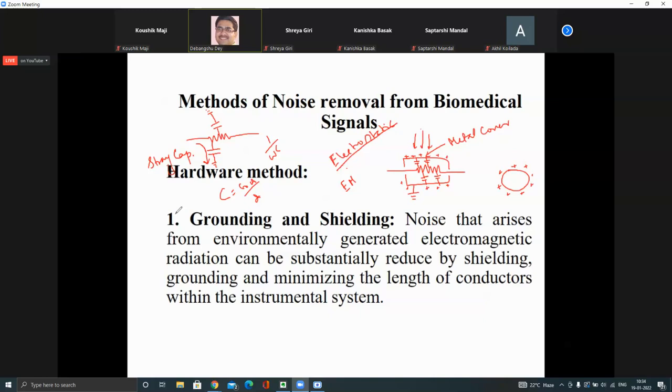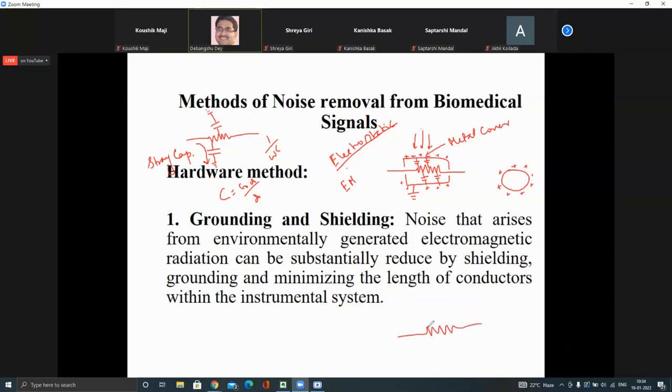And another aspect is that if this kind of electromagnetic field is there, if the cover is there, the strength that is affecting this resistor will be reduced somewhat, but not exactly eliminated.